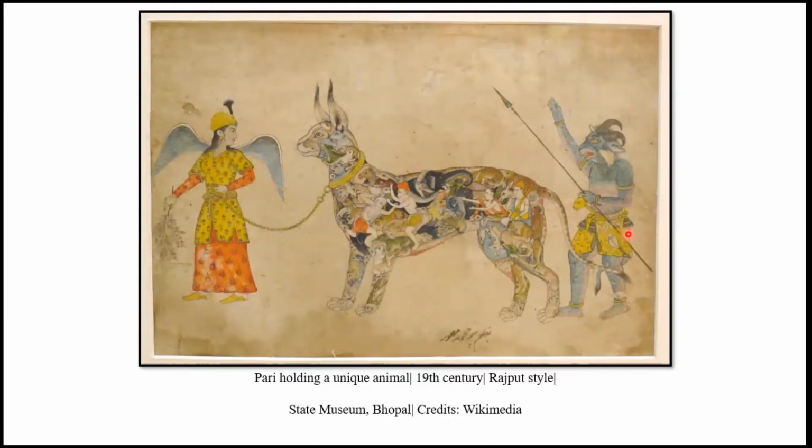Now, coming to the Rajasthani style. This is again a pari or an angel, and she is holding this particular animal by its leash. This cat-looking animal. And there is also this horned demon that is following them. Within this cat-like creature, there are again lots of animals and also human forms. There is a sage, a musician, a priest-like figure, etc.